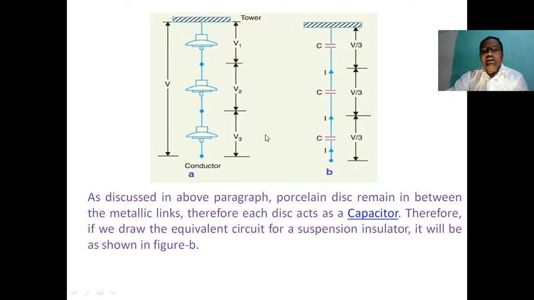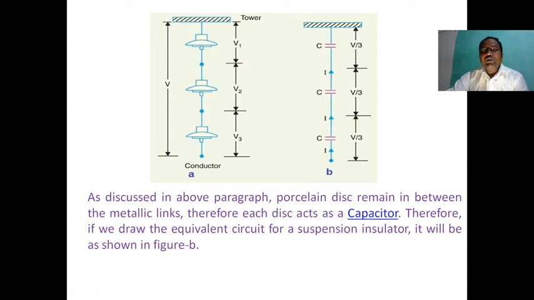There is another capacitance in between the metallic link and the tower body. Normally the tower is a conductor, and the metallic link is a conductor. Air acts as an insulator in between the metallic link and the tower body. Already we know two conductors separated by an insulator, the capacitance will exist.